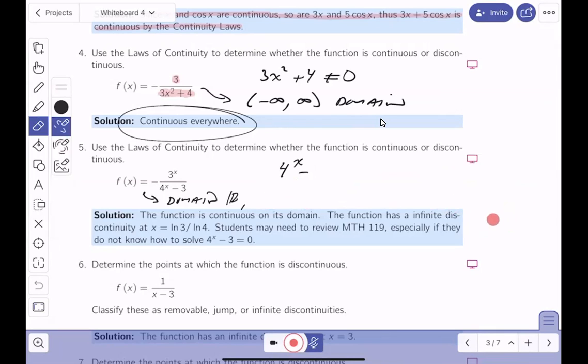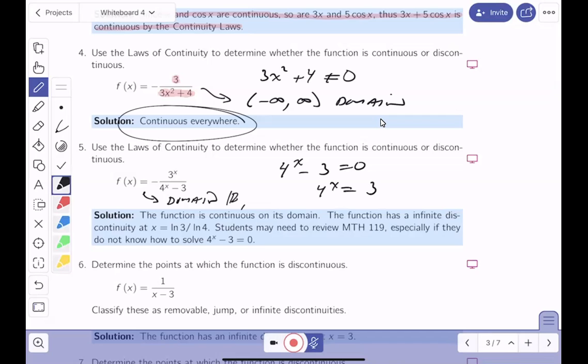Happens to me sometimes, but again, it's good it happens because it gives me an opportunity to correct myself. So 4^x minus 3 equals 0. And this would be 4^x equals 3. Take the log of both sides, and you get the natural log of 3, natural log of 4, and I would divide both sides by that eventually. So x is not equal to ln 3 over ln 4. And I'm sure you realize the bottom would become 0, and this thing's going to blow up. But that's why I say infinite discontinuity there. So it's continuous on its domain. What's its domain? All real numbers except the natural log of 3 over natural log of 4. And that's clearly stated over here.